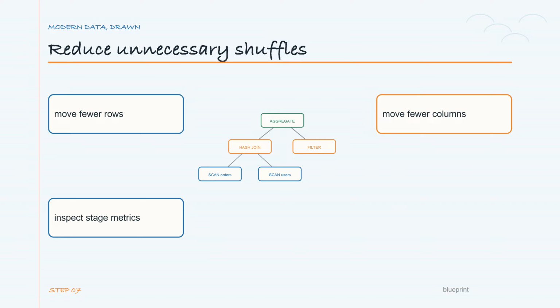Read the drawing from one idea to the next. Move fewer rows, then move fewer columns, then inspect stage metrics.